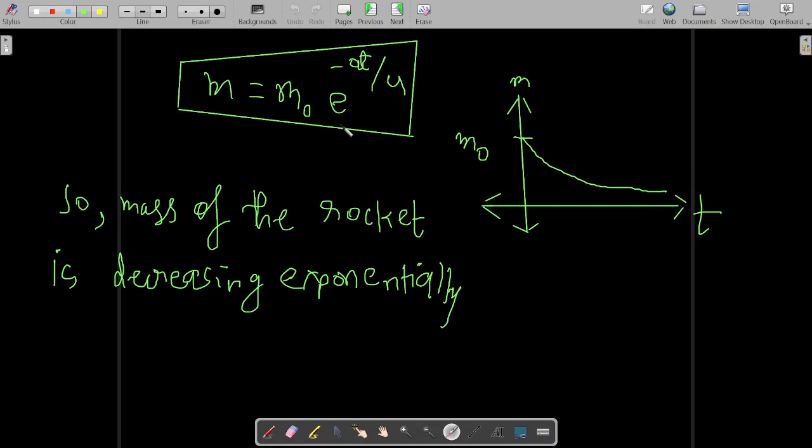What happens in the ordinary semester examination? In your ordinary semester examination, you derive up to here and you say that the mass of the rocket is decreasing exponentially, and you never make a graph in your semester examination of college. There is no need to make the graph corresponding to such an expression. But in your IAS physics optional, you have to make the graph too. Okay, you have to make the graph too.